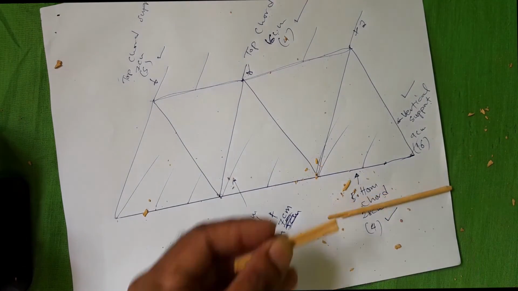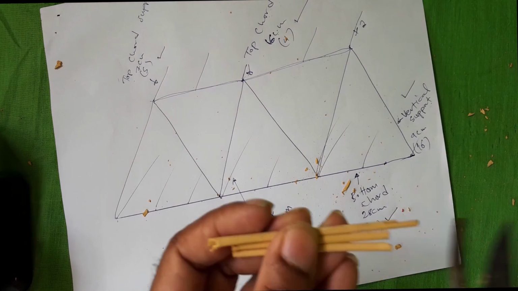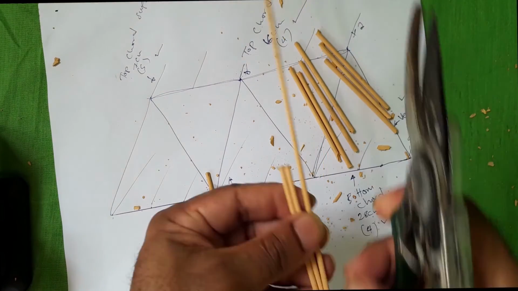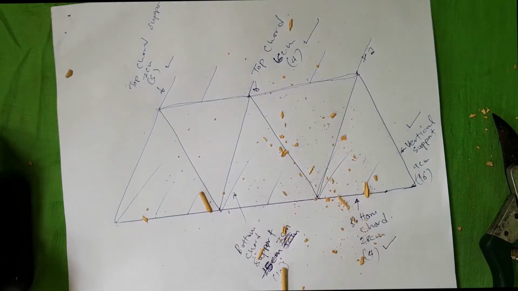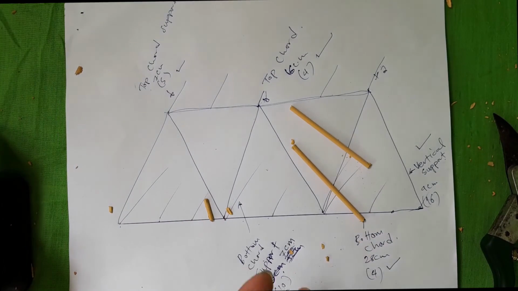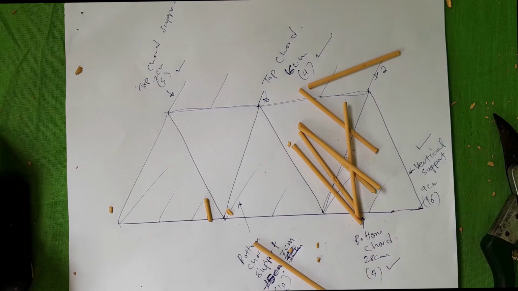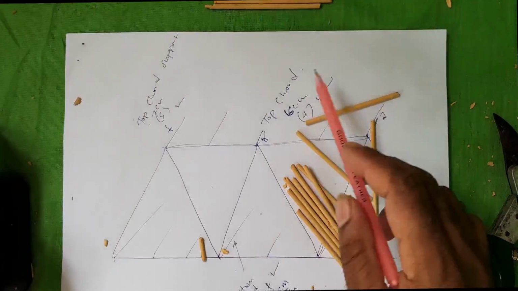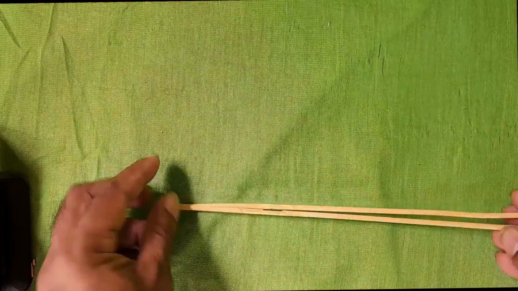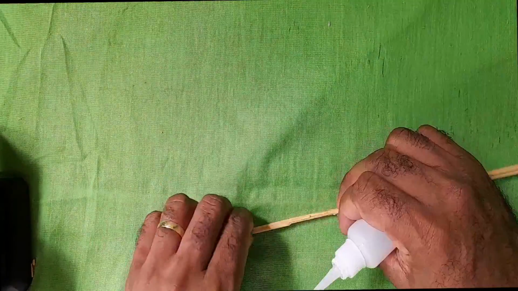Note that the design that we are looking at right now is one part of the bridge. We have to double this to build the other part of the bridge. So once we have all the pieces of sticks cut, we are ready to move on to the next stage, and that is to start gluing all the pieces of sticks together.